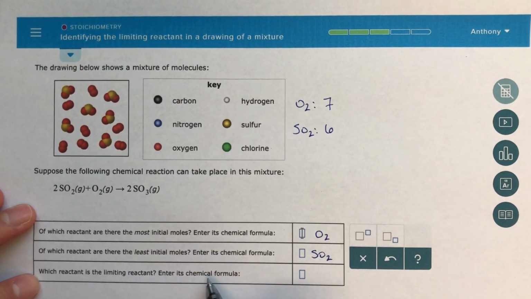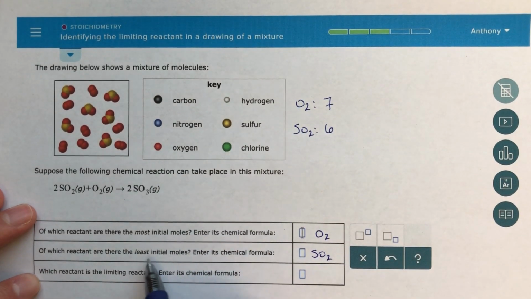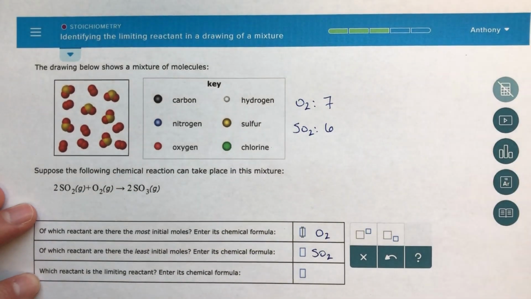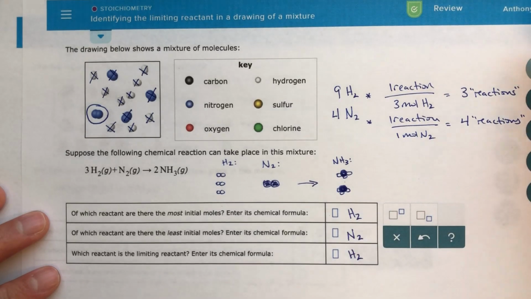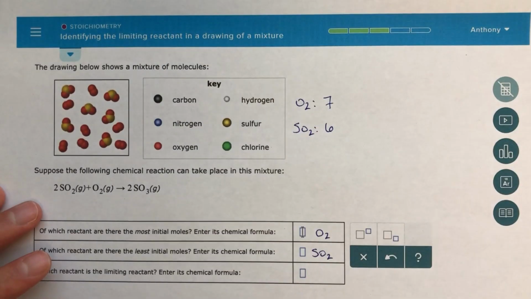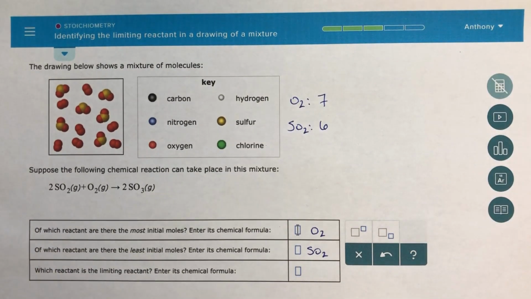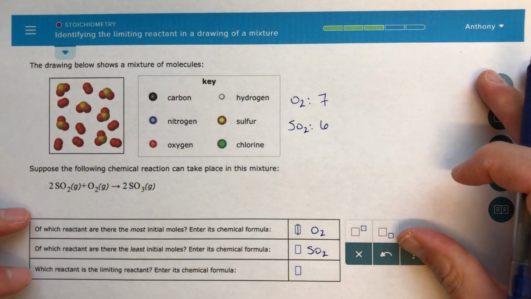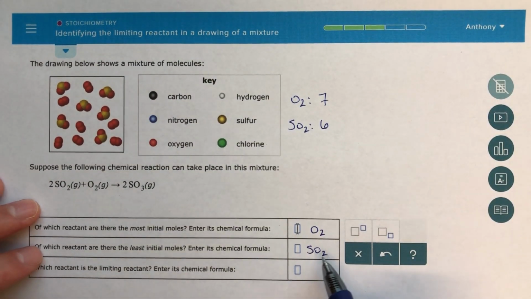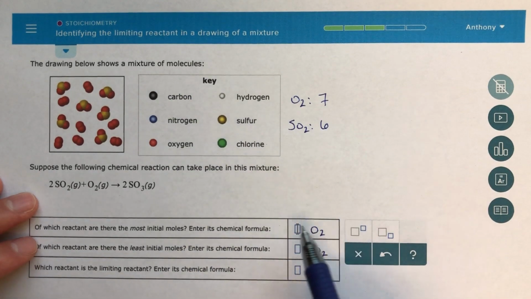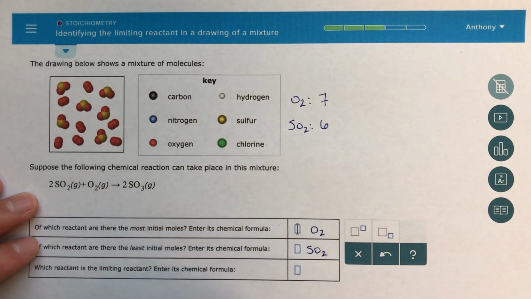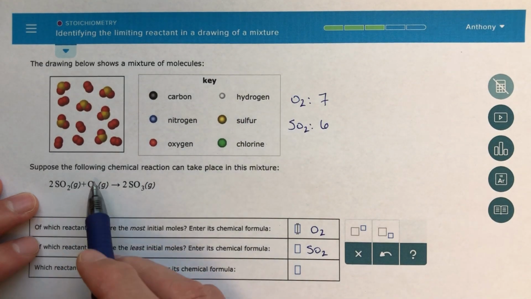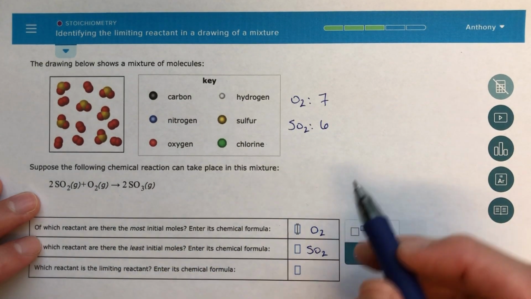Now for this part here, it's not always going to be whichever one has the least, right? If we go back to our question up here, our limiting reactant was the one that had the most. So we have to figure out this last part. Sometimes it's going to be the one that has the least, but not always. So here I would do that same exercise and think about which one is going to use up the O2 or the SO2 more quickly. What's the multiple ratio?